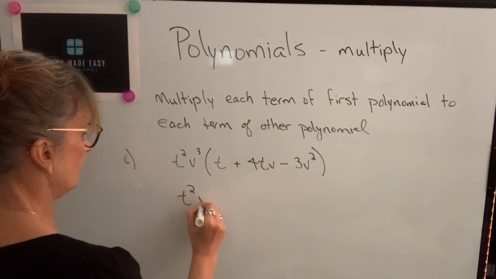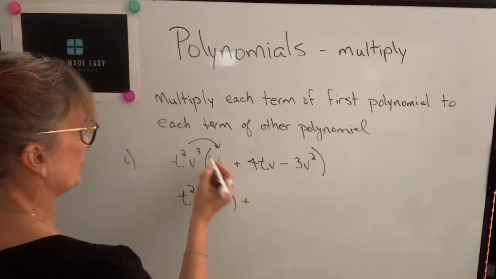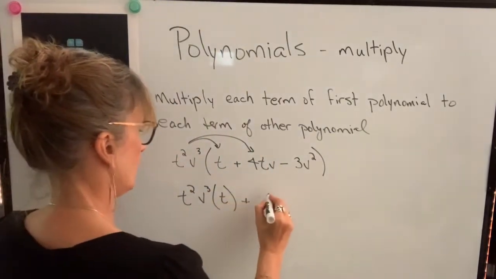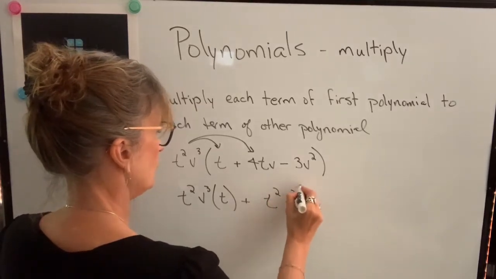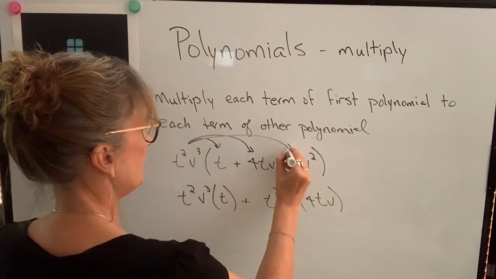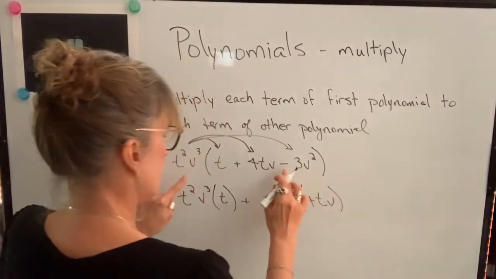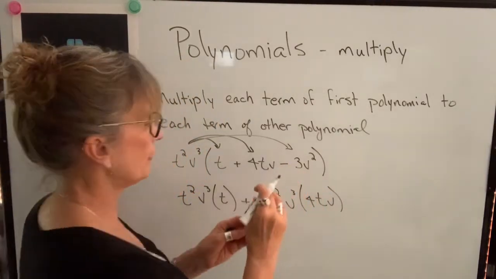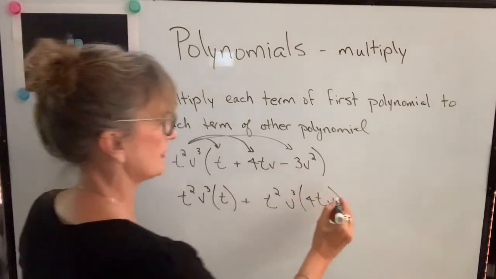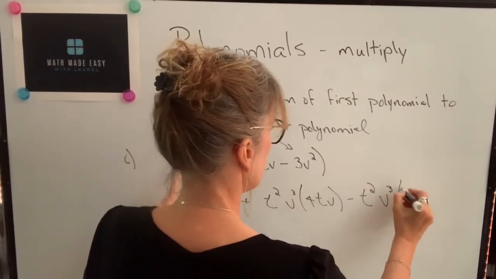I've got t squared v cubed times t plus. So that's the first term. Then I distribute and multiply to the next term. So I've got t squared v cubed times 4tv. And then I do the same thing with the last term. It's going to be, you can either write it as plus a negative, or you can just simply write it as minus, because a positive times a negative is negative. So it's minus t squared v cubed times 3v squared.